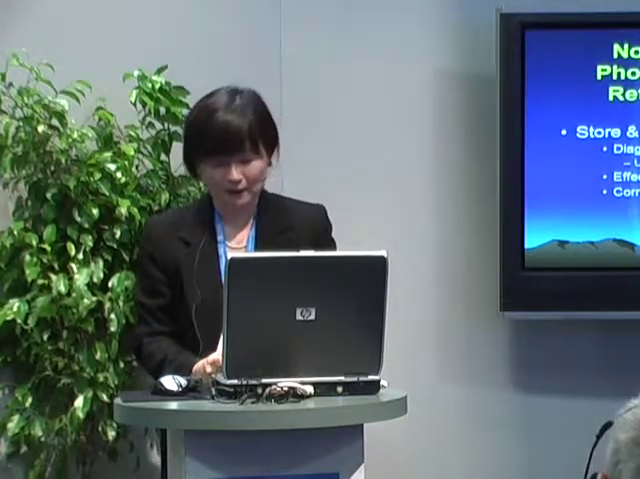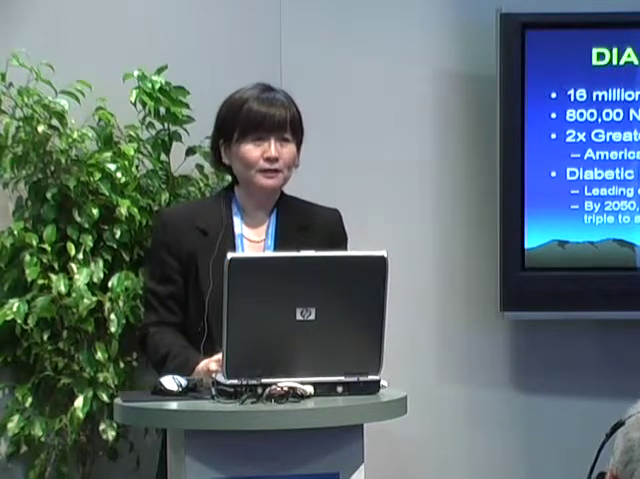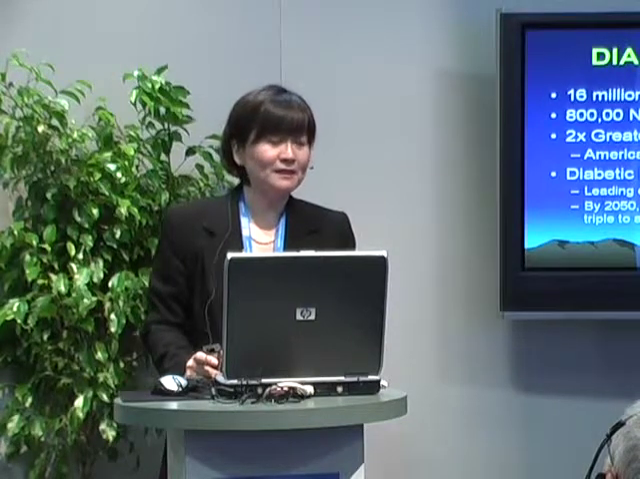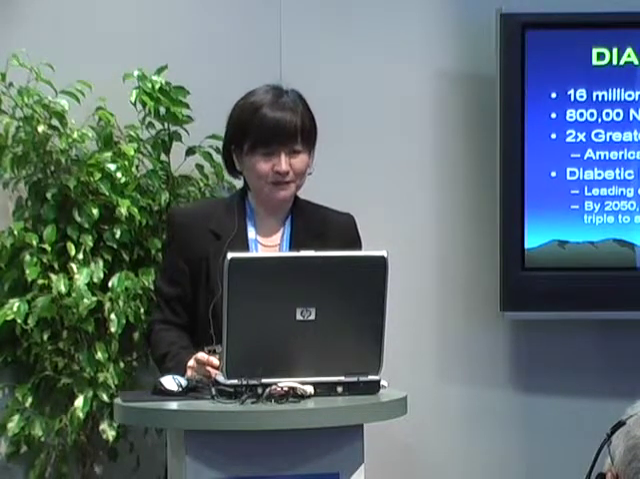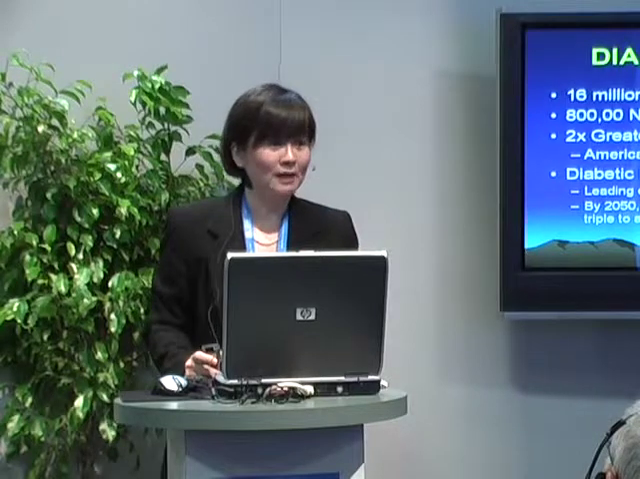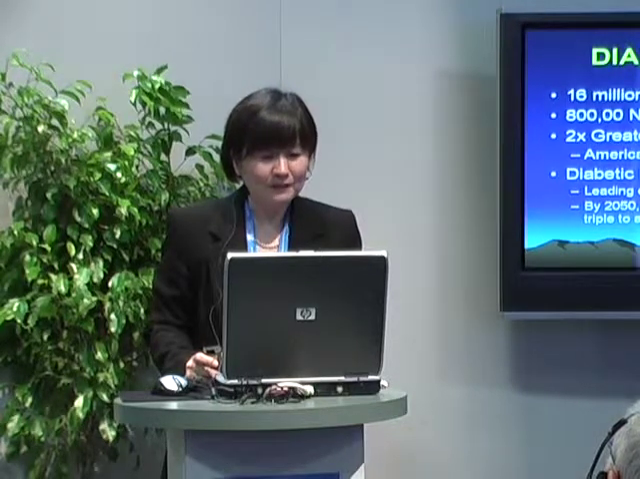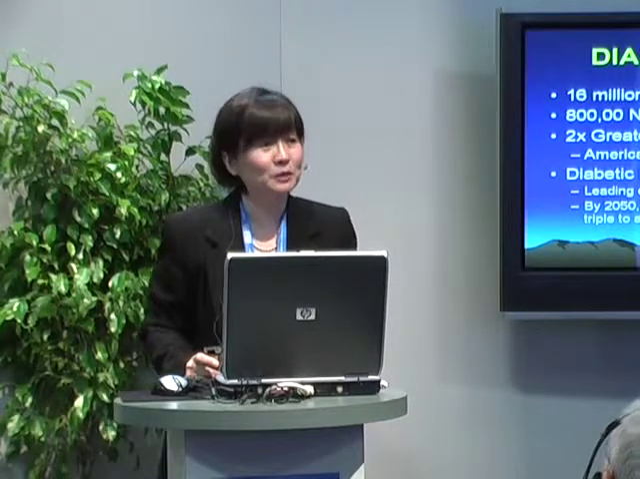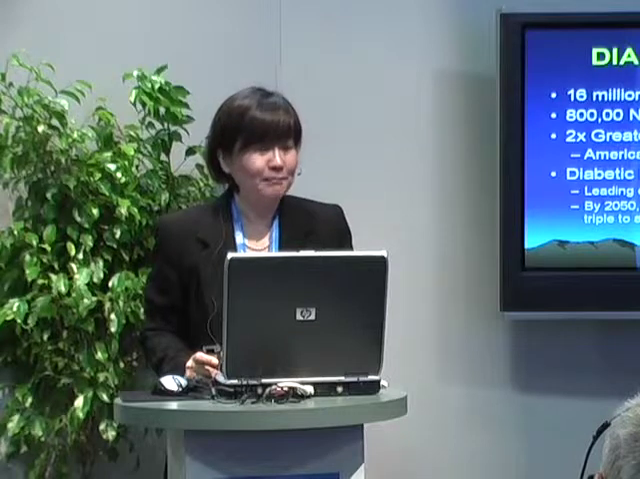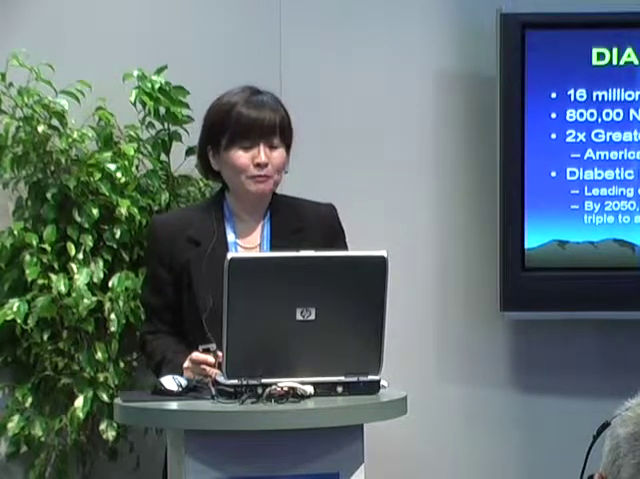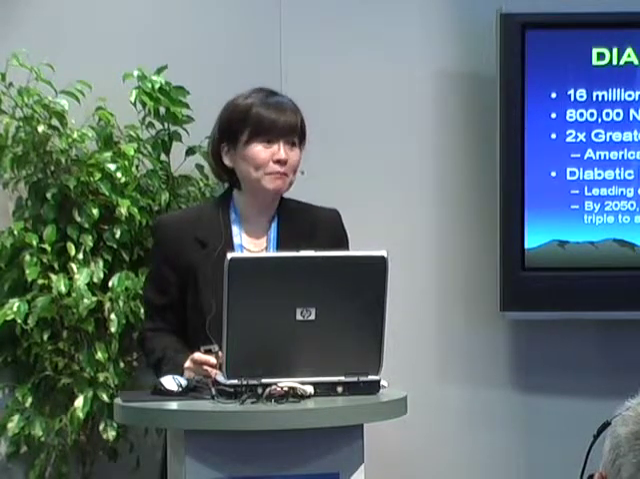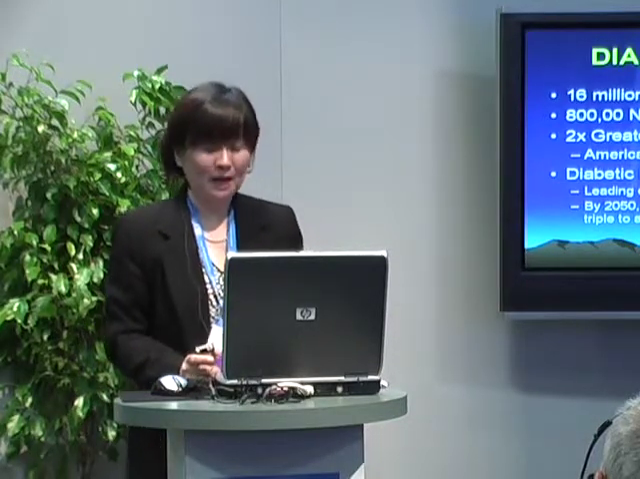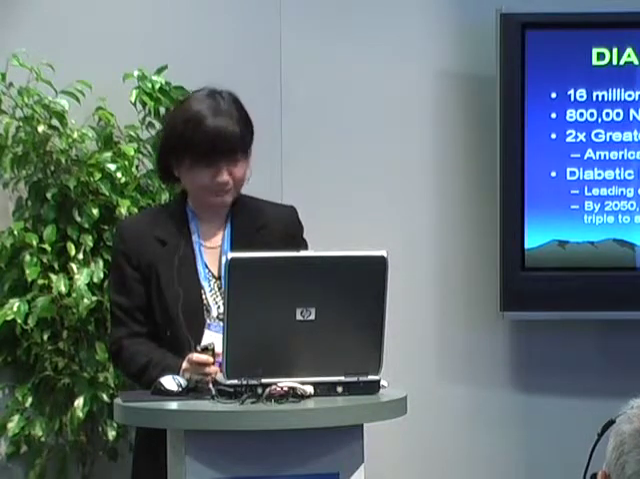So as you know, diabetes mellitus is a very common condition affecting 16 million Americans at present time, and there are 800 new cases diagnosed every year. Diabetic retinopathy is the leading cause of blindness in the working age adult population, and by 2050, they're predicting that there'll be triple the number of cases of diabetic retinopathy in the US. So this has become a major public health issue.